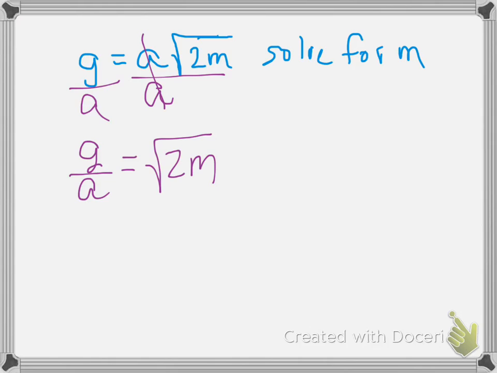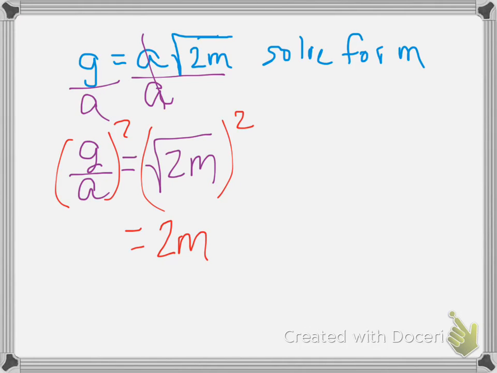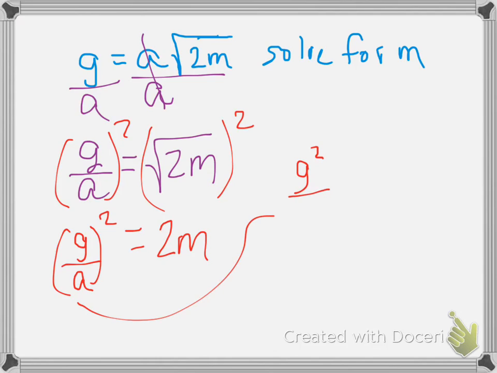Now I can use that strategy of squaring both sides, and that way my radical and my squared on the right hand side cancel out, and I get 2m on the right. On the left I get g over a squared, the whole thing squared. So I'm going to go ahead and write that over here. At that point I can write it separate. I usually do just so I don't lose it. A lot of people won't write it separate, and then in the end they'll square the g and won't square the a. So I like to separate it.